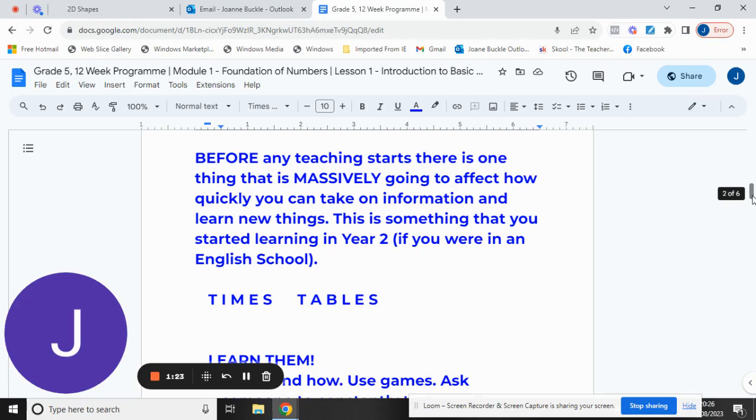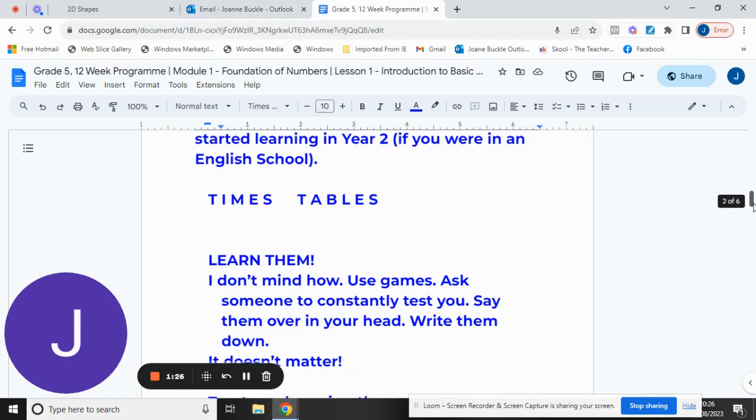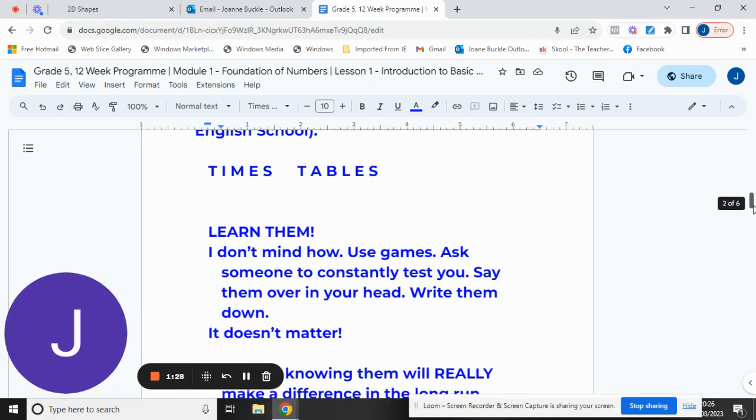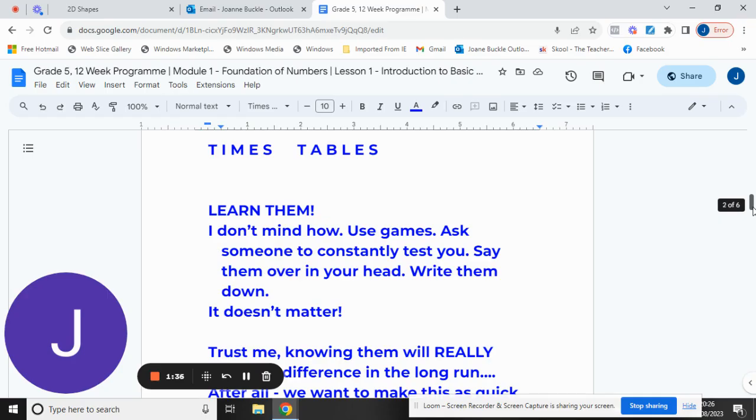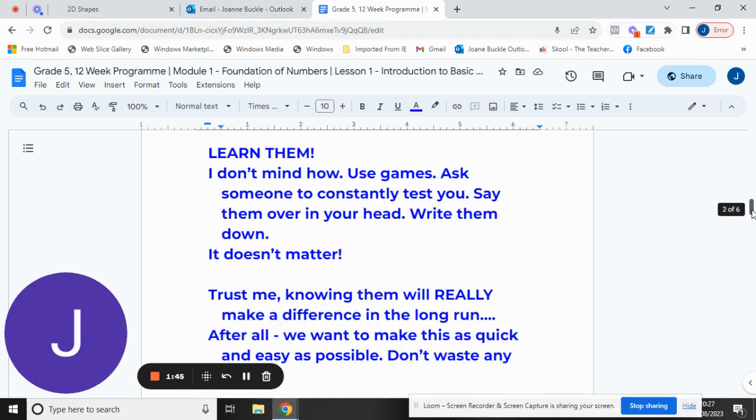So I don't care how you learn them, right? You can use games. There's so many games online. I'll put a few links in here so you can try them. Ask someone to constantly test you. Car journeys, just write them down, have them read out, put them up on your wall, print off a 12 by 12 table grid so you can quickly recall them, quickly look at them. And in actual fact, if you're not confident on your times tables, I do suggest you print out a grid to use as we're going throughout this, because, as I've said, you're not going to be able to take all the information on that you need to if you are not confident with them.